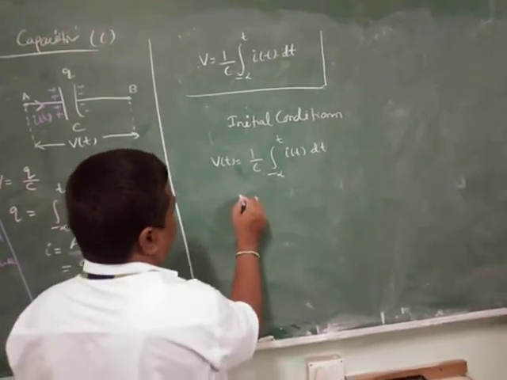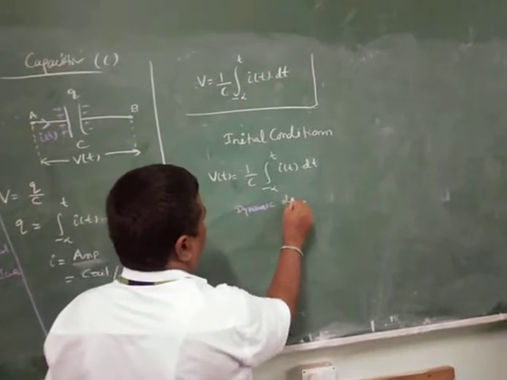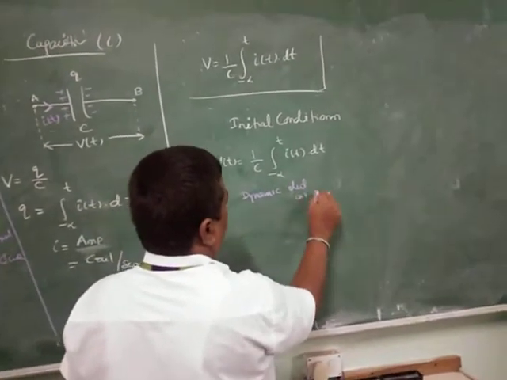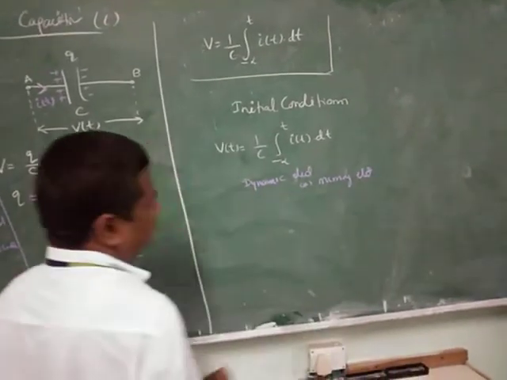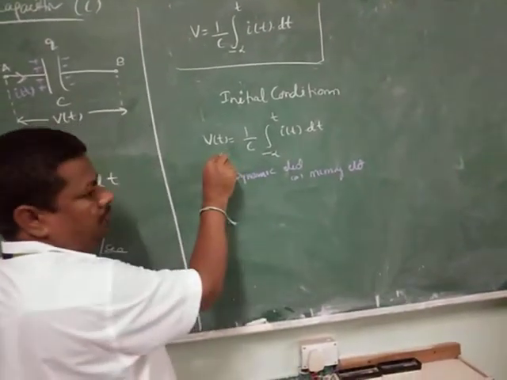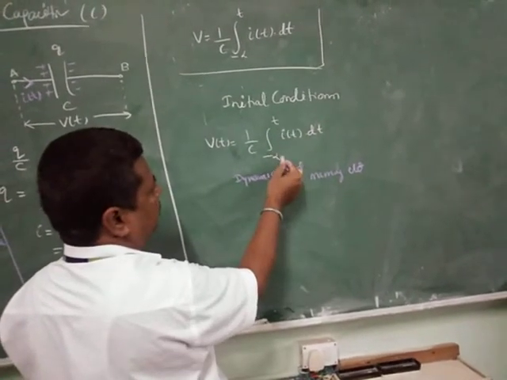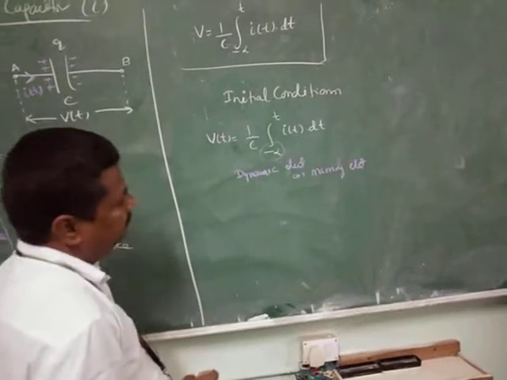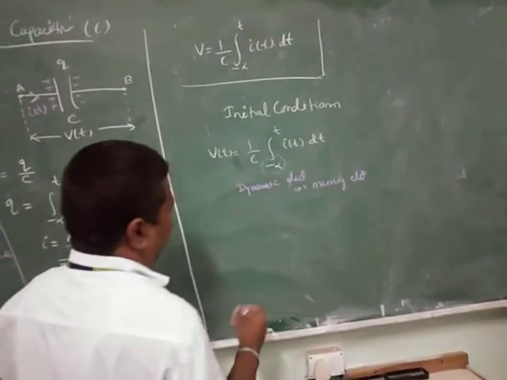So it is a dynamic element, or it is a memory element. Why? Because the present value of voltage not only depends upon the present value of current, it also depends upon the previous history of current. Okay, that's why this is a memory element.